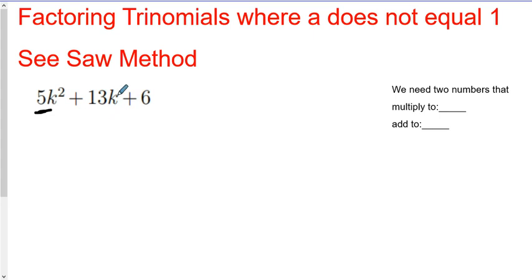So this is how we are going to do it, and the method we're going to use is called the seesaw method. We want to find two numbers that multiply to the value with the squared term multiplied by the value on its own. So we want two numbers that multiply to positive 30, 5 times 6, and that add to positive 13.